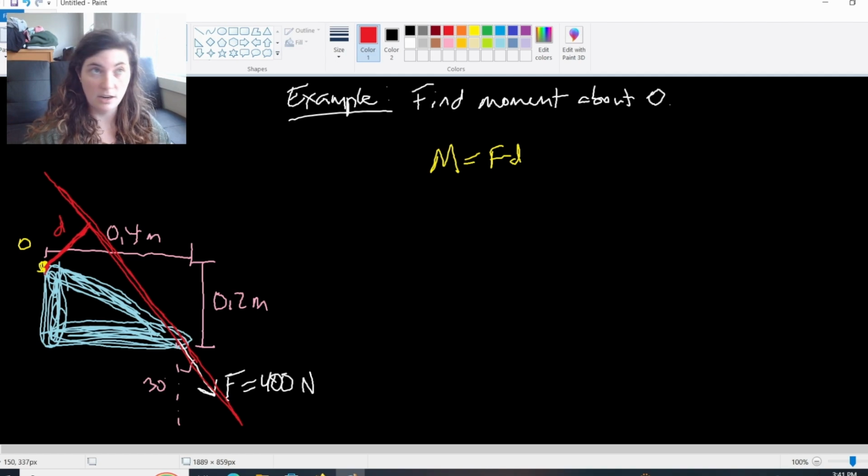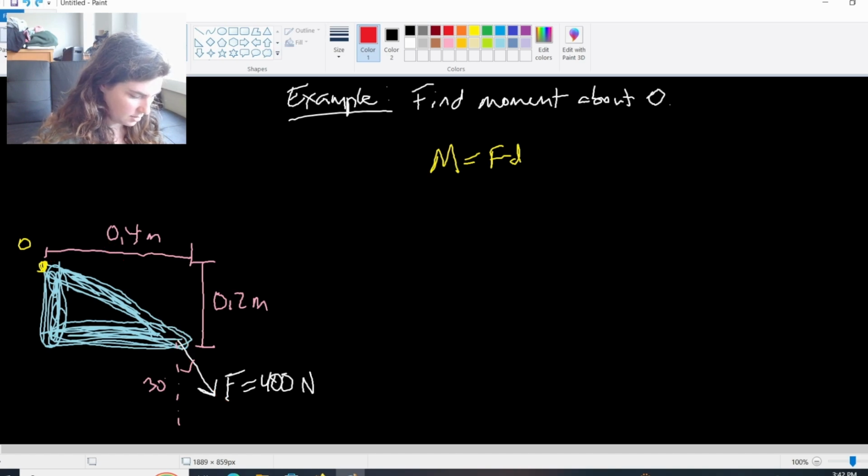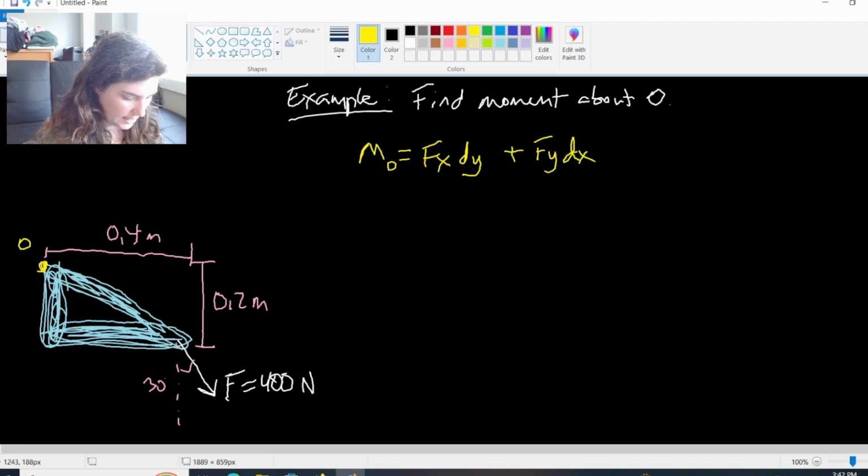So I'm actually not going to try to find D in this scenario. It's going to be a little bit complicated. So I'm just going to do scalar by components and then show the vector analysis. So the scalar by components is what we did in the last video. My scalar by components is going to be that M about O equals Fx dy plus Fy dx.